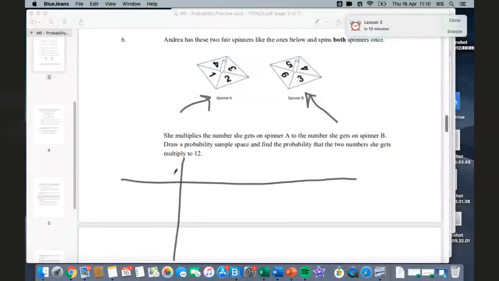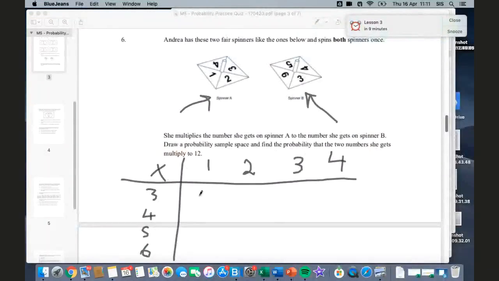Because she multiplies them, at the top left of my sample space, I'm going to put a multiply sign. Now, it doesn't matter whether you put spinner A at the top or spinner B. For ease, and because I prefer to do it this way, I'm going to put spinner A at the top and then spinner B on the side. What I like to do is put them in consecutive order because this makes more sense. You don't have to, but some of the questions will be harder to answer if you don't do this.